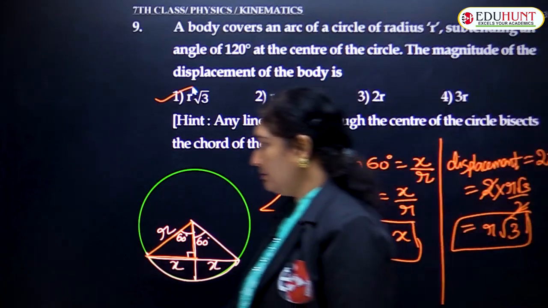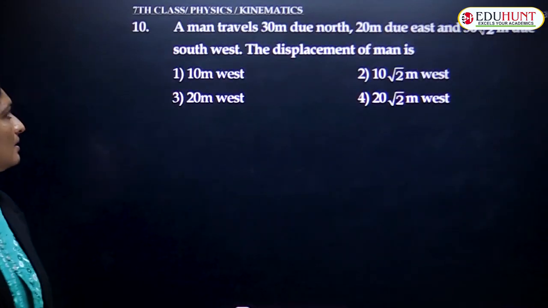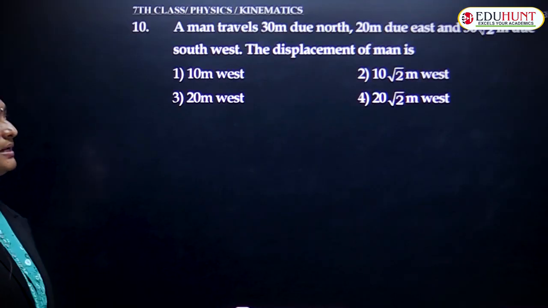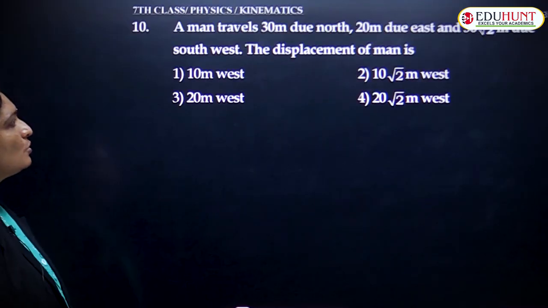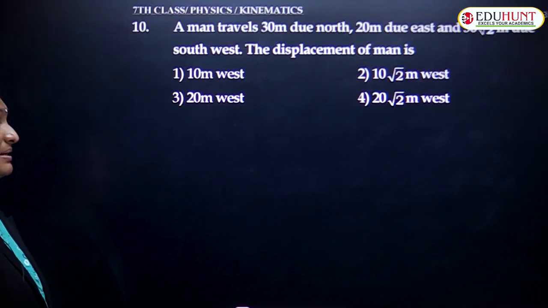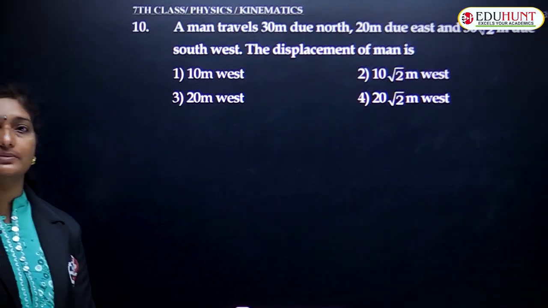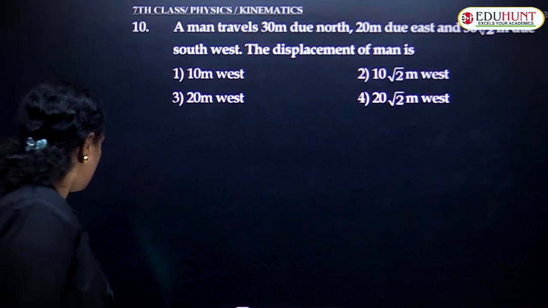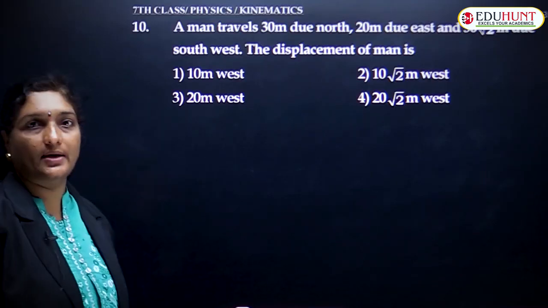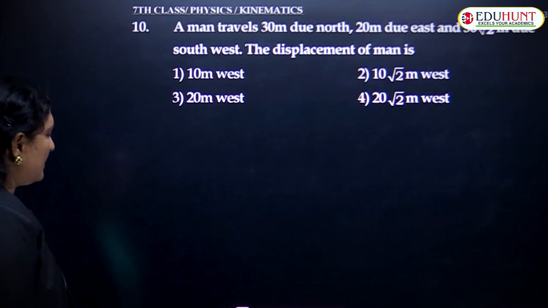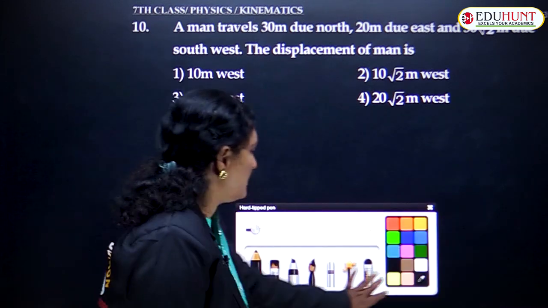Okay. Moving ahead. A man travels 30 meters due north, 20 meters due east, 30 root 2 meters due southwest. The displacement of the man is... It's totally based on the vector concept, children. If you are good at vectors, it will be easier. I hope you already learned vectors in your 6th standard. So based on that, let me try to explain it clearly.